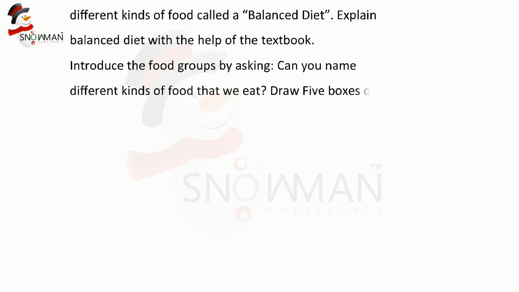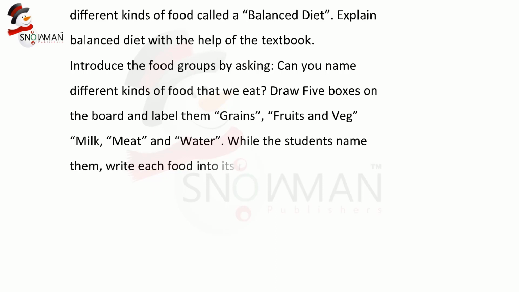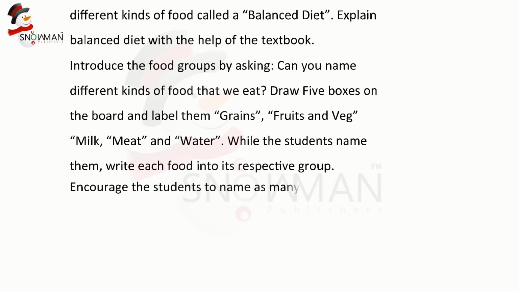Draw 5 boxes on the board and label them grains, fruits and veg, milk, meat and water. While the students name them, write each food into its respective group. Encourage the students to name as many foods as they can to create a rich bank of examples from each food group.